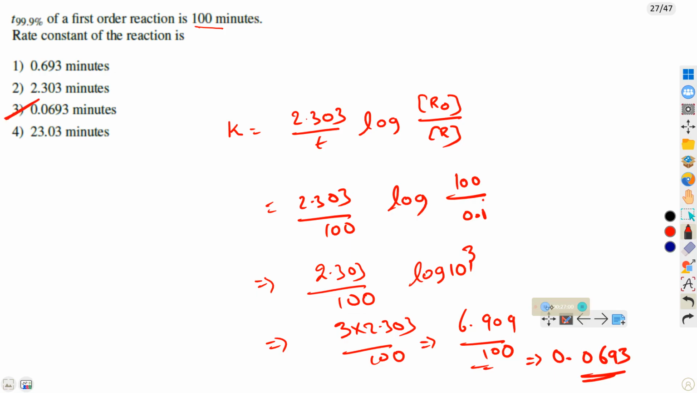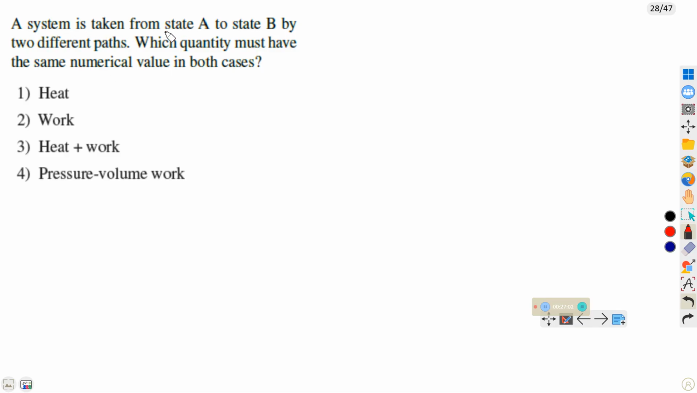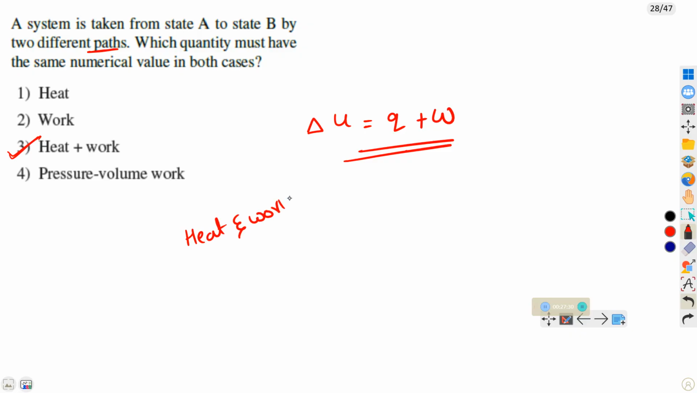Third option. A system is taken from state A to state B in two different paths. Which quantity must have the same numerical value in both cases? Heat plus work. According to the first law of thermodynamics, delta U equals Q plus W. Remember, heat and work both are path functions.